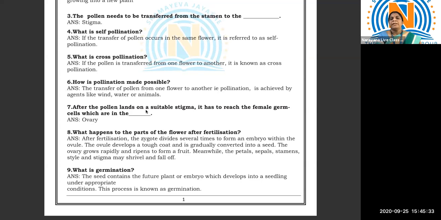What is germination? The seed contains the future plant or embryo, which develops into a seedling under appropriate conditions. This process is known as germination.